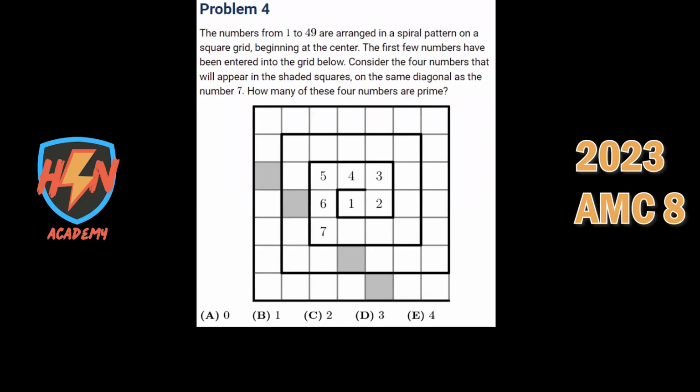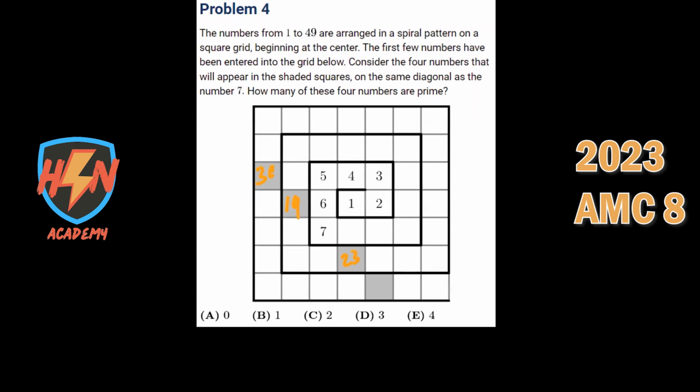In this problem, they're just writing numbers from 1 to 49 in a spiral pattern across this grid of boxes. Well, the simplest way to do this is literally count it out. We only are concerned with the gray boxes, so let's just mark the gray boxes. So 7, 8, 9, 10, 11, 12, 13, 14, 15, 16, 17, 18, 19. So this is 19, 20, 21, 22, 23, 24, 25, 26, 27, 28, 29, 30. 31, 32, 33, 34, 35, 36, 37, 38, 39.